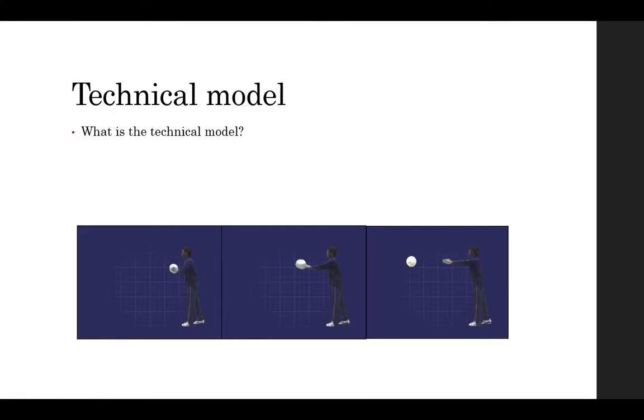A technical model is the perfect model of what a skill should look like in its correct technique. It analyses a player's performance by comparing their technique to what the skill should look like so they know how their performance differs from it. And this can allow them to know how they can change their technique to improve their performance.